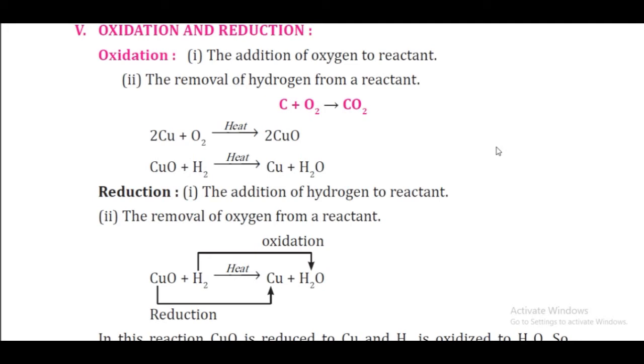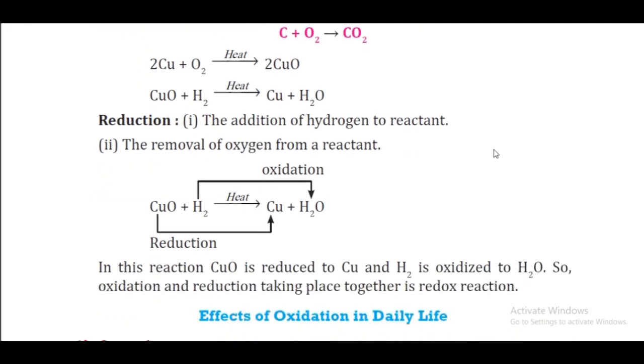Clear? Now the second is reduction. The condition for reduction is the addition of hydrogen to the reactant or removal of oxygen from the reactant. So whenever addition of hydrogen takes place, we say reduction has taken place. Whenever removal of oxygen takes place, then also we say that reduction has taken place. So these are the two conditions for reduction.